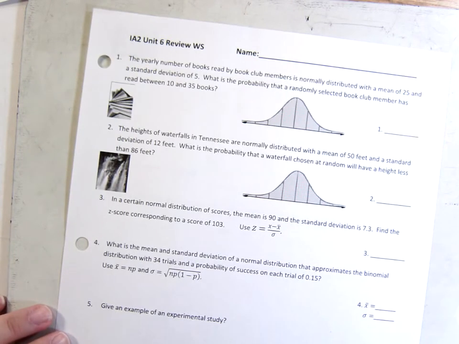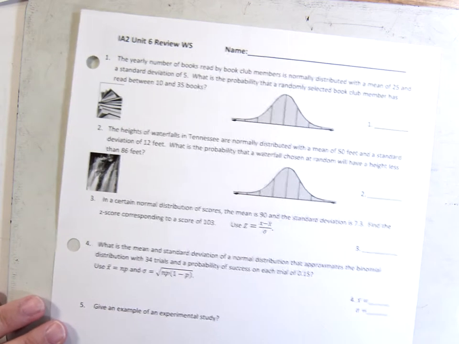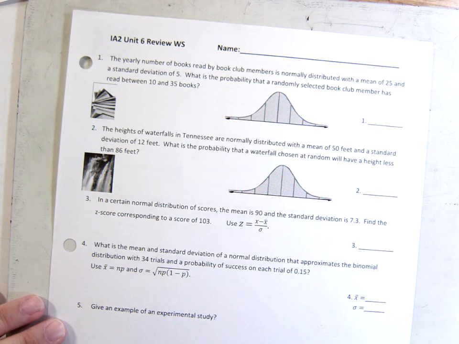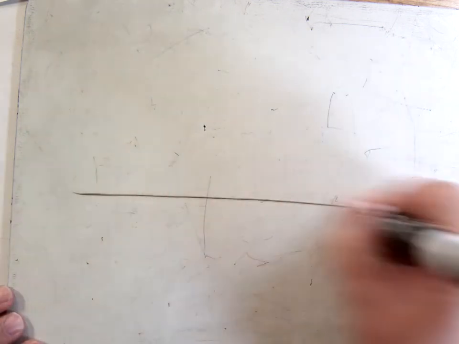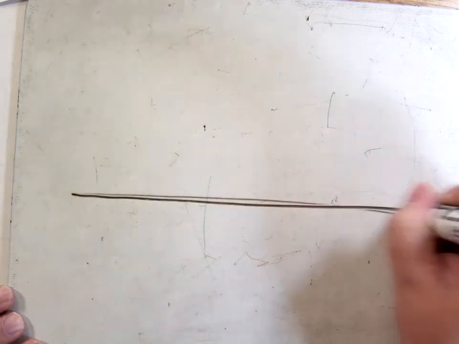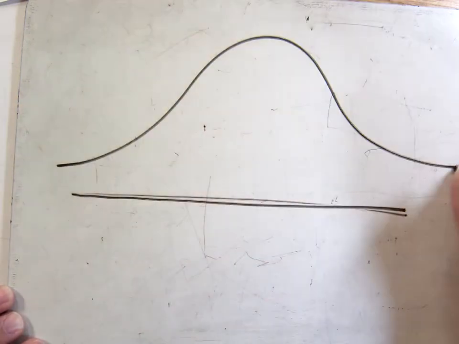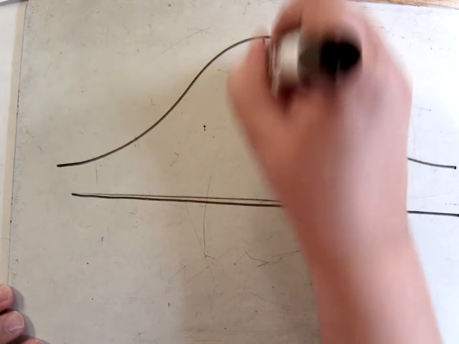All right, so number 1, the yearly number of books. This is the Unit 6 review worksheet that looks like this. Yearly number of books read by book club members is normally distributed with a mean of 25 and a standard deviation of 5. So at that point, I go ahead and I draw my standard normal bell curve.